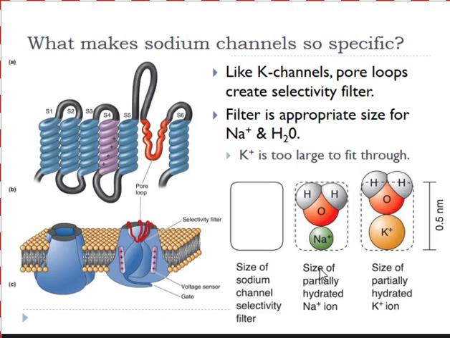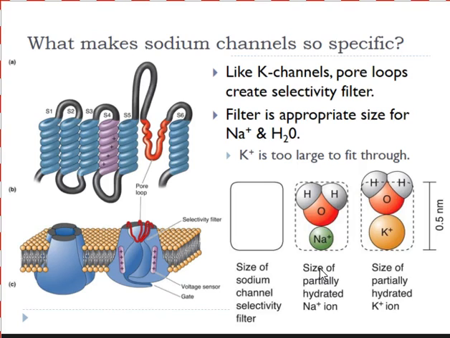If a potassium ion, on the other hand, tried to go through, it would also be associated with water molecules, and the selectivity filter is just a little bit too small to allow a potassium ion and adjacent water molecules to fit through. So this guy basically just gets caught and is unable to pass through the selectivity filter.